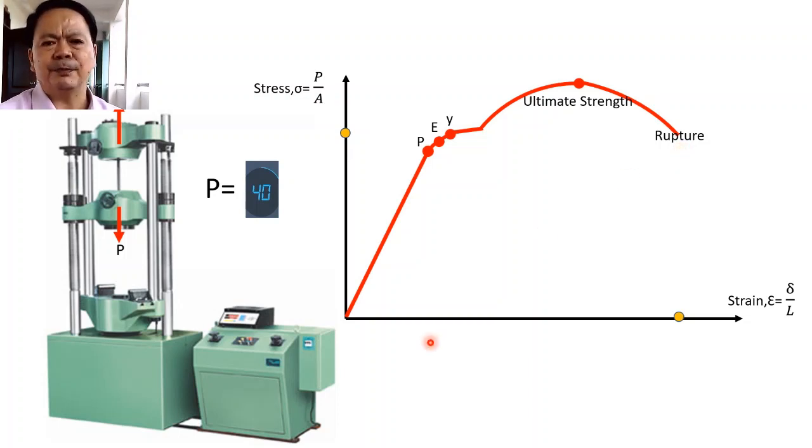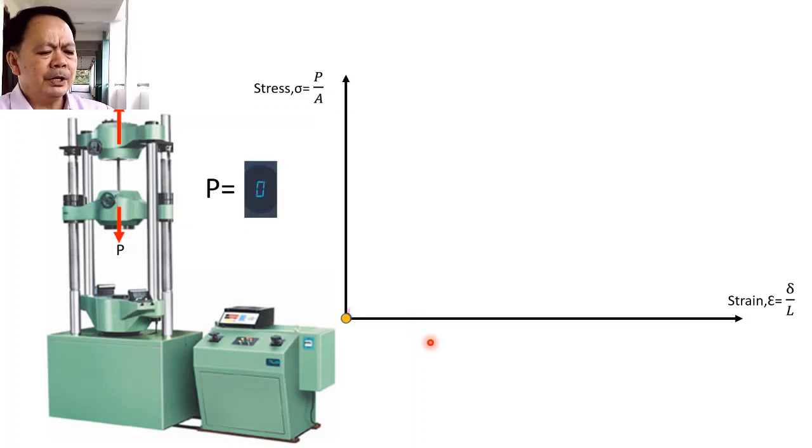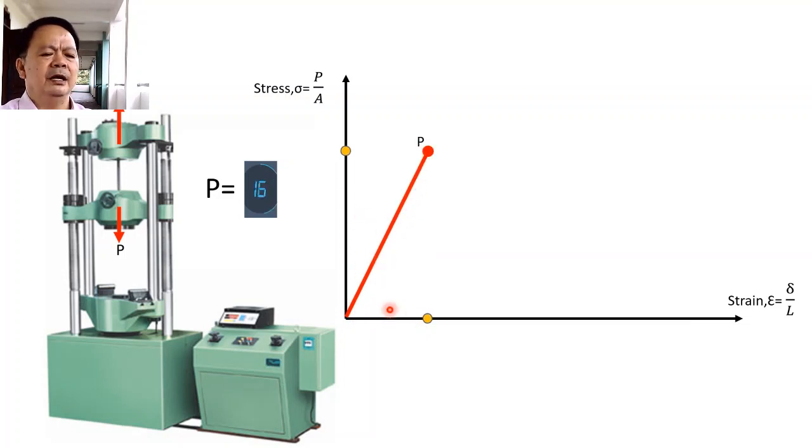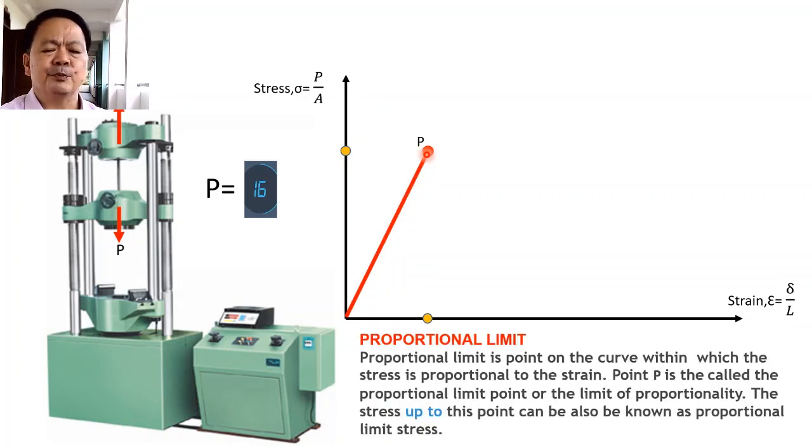So to explain the different stages, ganito yung nangyari. Habang tumataas siya in this direction up to this point, mapapansin natin that the stress and strain are directly proportional to one another. There is actually a relationship that this curve represents a straight line. Up to this point, which is called what? That point is called the proportional limit. Na sinasabi, the proportional limit is point on the curve within which the stress is proportional to the strain.